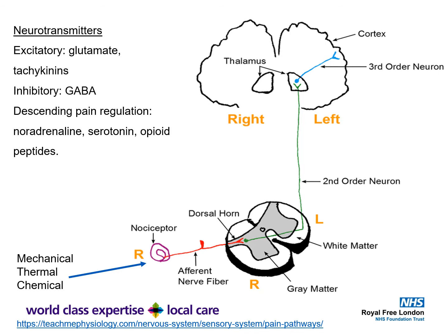It's also important to remember that there are neurotransmitters which of course transmit the signal. Some of these are excitatory, such as glutamate and tachykinins. Others are GABA, for example, which is the most prominent inhibitory neurotransmitter. You can also have descending pain regulation from noradrenaline, serotonin, and opioid peptides.